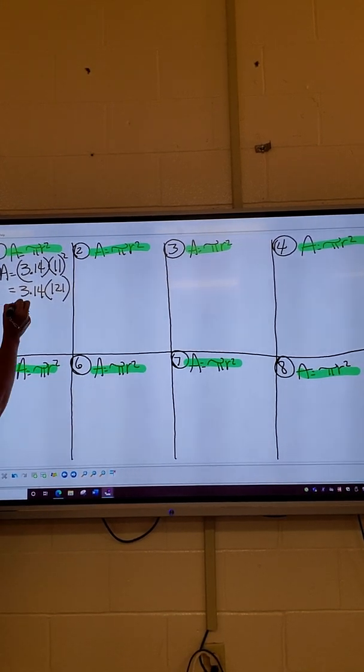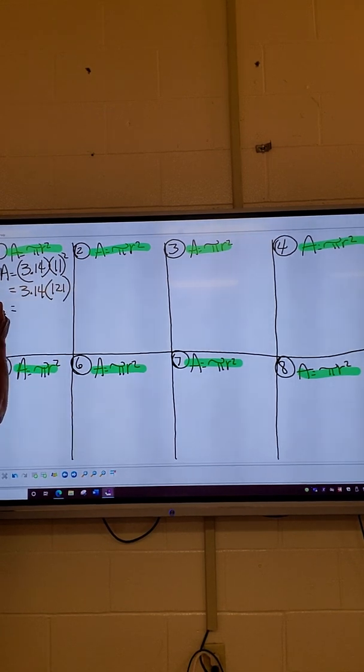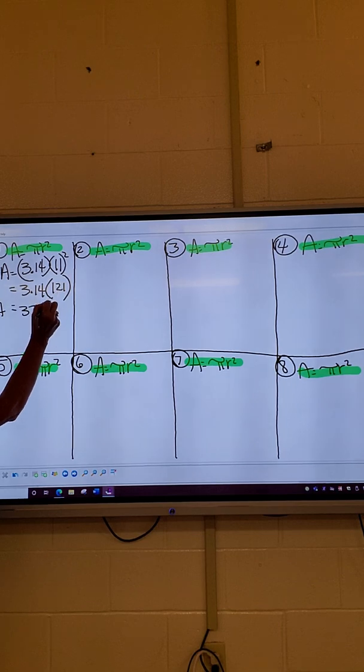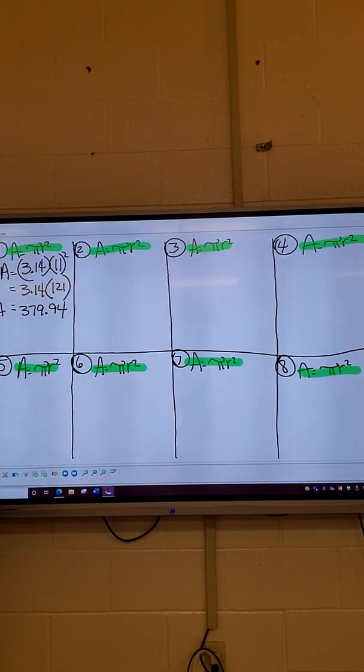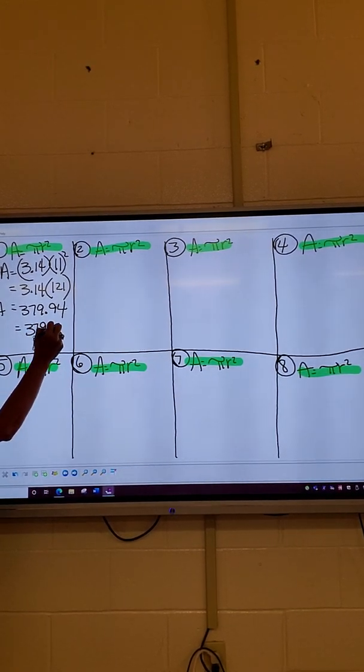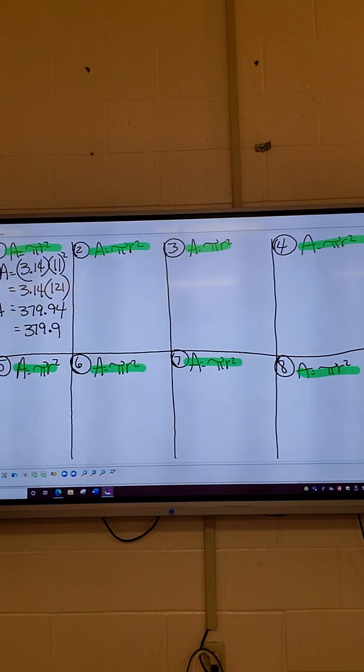Which is 379, so A equals 379.94. And I think your directions said to round to the nearest tenth, which is going to be 379.9, because it told you to round to the nearest tenth.